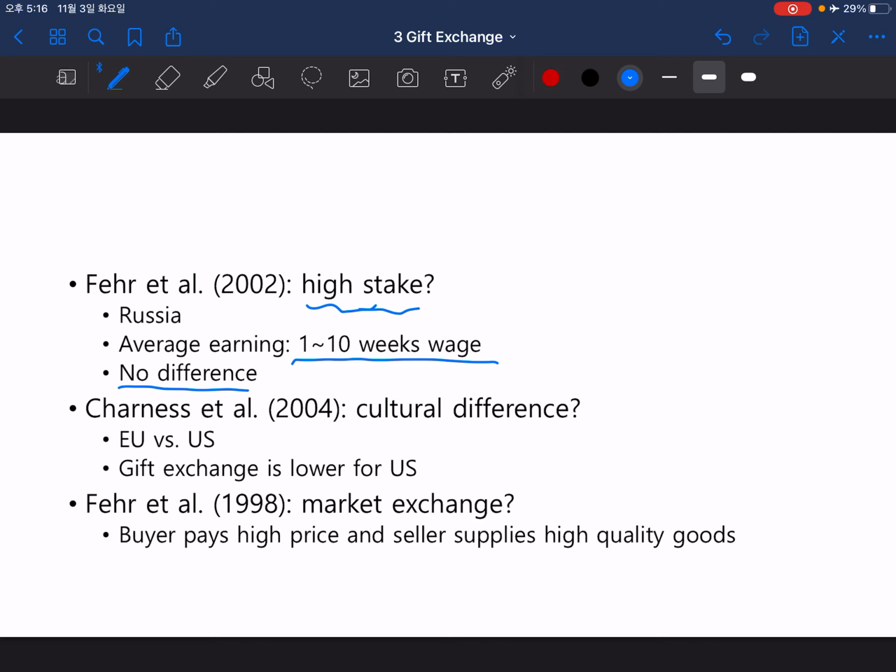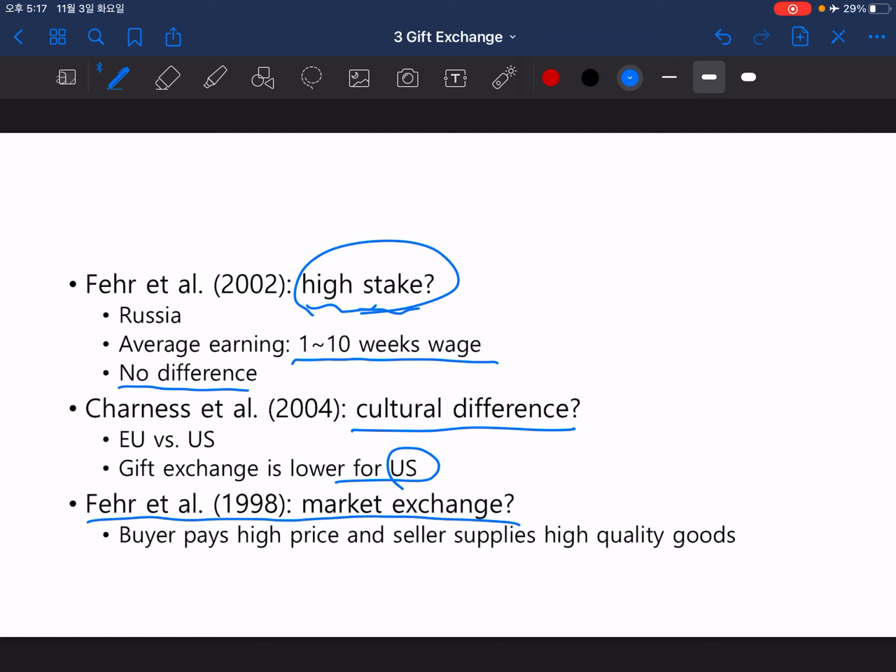So in the laboratory, when we run experiments, usually stake size is small, but still we can trust the findings because stake size doesn't really matter in the finding. Another usual question is cultural difference, and it seems that gift exchange is much lower for the US. There are still some arguments about this finding, but it seems that gift exchange is lower for the US.